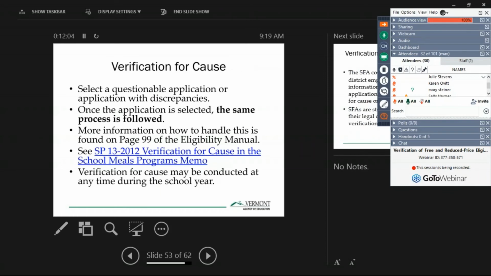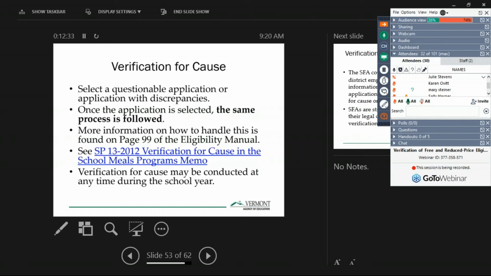Okay, verification for cause. So I said I would talk about this a little bit more. This is when you select what you consider to be a questionable application or an application with discrepancies and ask for backup documentation from the household. Once you've selected an application because you're verifying it for cause, you follow the exact same process that you follow for all of your other applications that you're verifying.